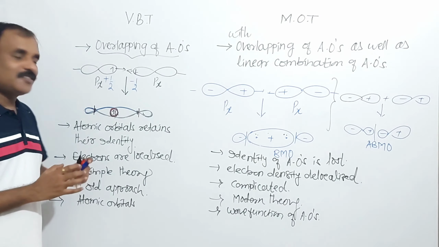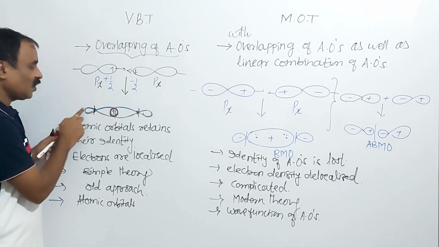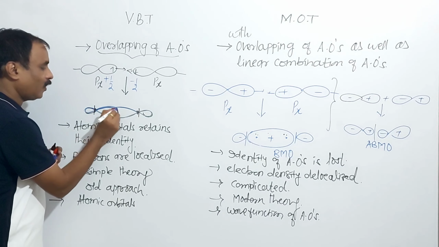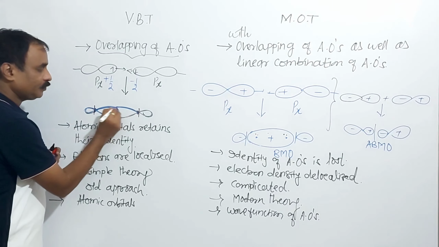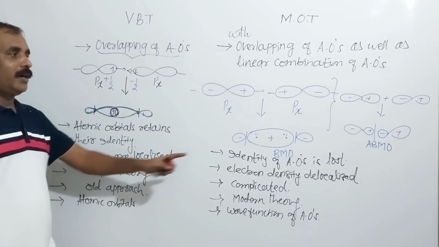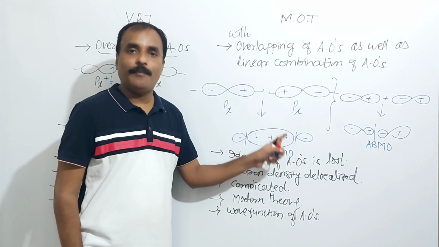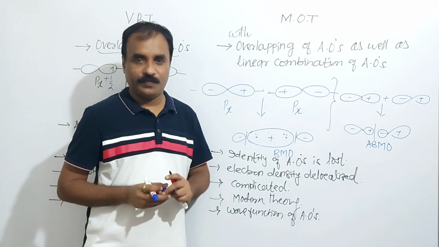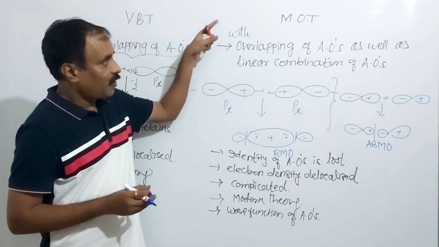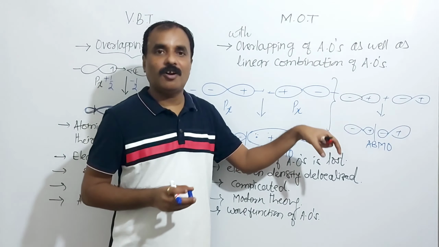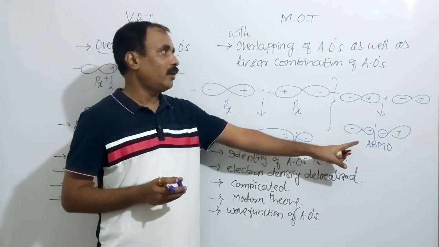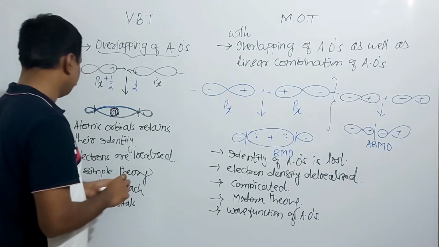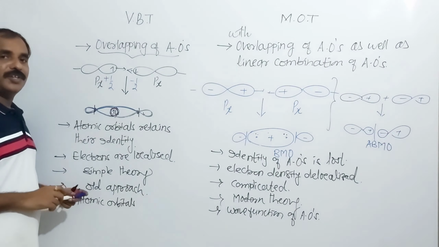In valence bond theory, there is a retention of identity in case of atomic orbital. And after overlapping, we can identify atomic orbitals like this. But here after mixing, after overlapping and linear combination, it is not possible to identify atomic orbitals. Because after overlapping and linear combination of atomic orbitals, formation of bonding molecular orbital and anti-bonding molecular orbital. This is quantum approach. Next, about electron density.